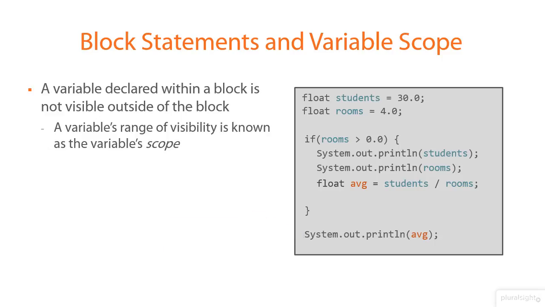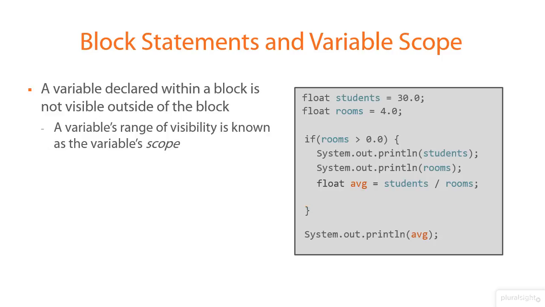But notice that variables can come into the block, right? I've got students declared before the block started, and students is valid to use within the block, right? Same thing is true for rooms. And so the way it works is that variables that are in scope when the block starts remain in scope. But variables that are created within the block go out of scope at the end of the block.